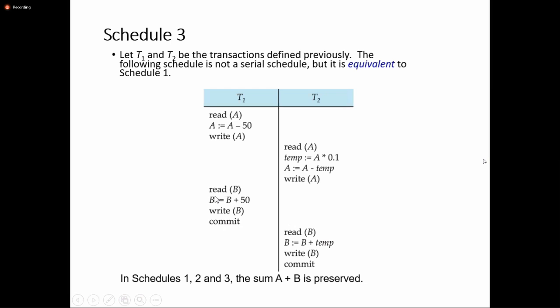But here is B. B is 50, already add 50, so B is now 2050. Commit. Then again read A, balance is 2050. Then B plus 95, and B balance is 2145, and commit. Here the balance of A is 855 and B is 2145. The sum of A and B is preserved, that's the same.